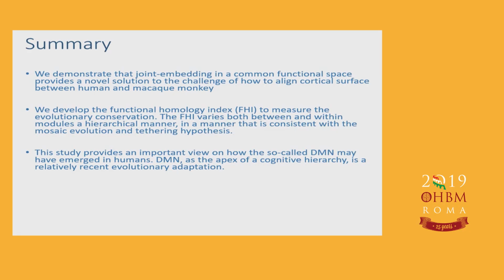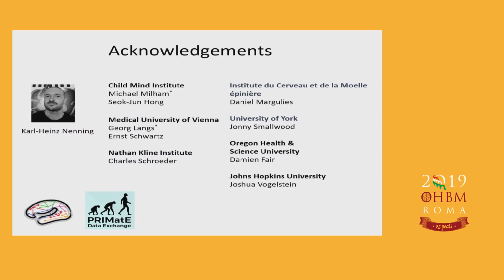Sorry. To wrap up, we demonstrate that this joint embedding can map the human brain and macaque brain together and develop this functional homology, which suggests the hierarchy and supports the tethering hypothesis. And it also suggests that the so-called default network might not be the same in monkey brains. And I would like to thank all the colleagues and the fantastic collaborators. Thank you.